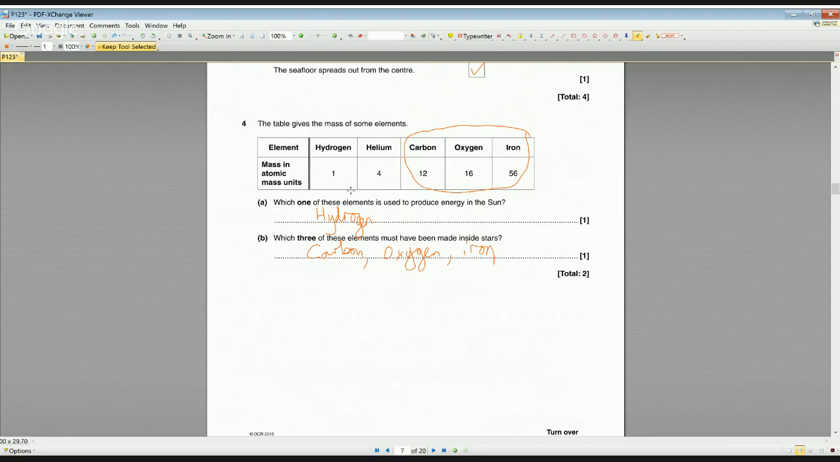Hydrogen is the simplest element. It's one proton, one electron. That has existed since the Big Bang. In fact, almost everything that was formed from the Big Bang was hydrogen, and also some helium. So those two elements did not necessarily form inside stars, but the carbon, oxygen, and iron have to have formed inside stars.